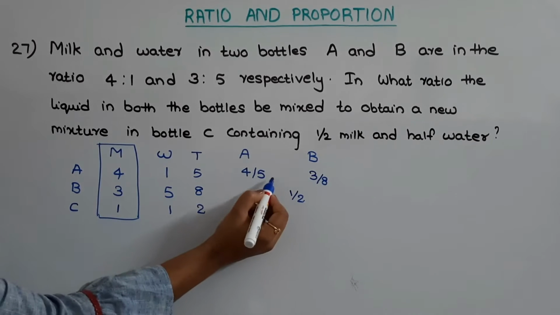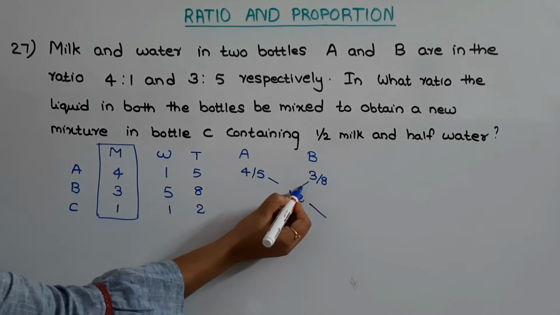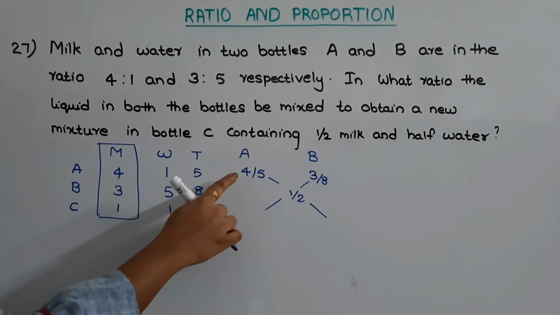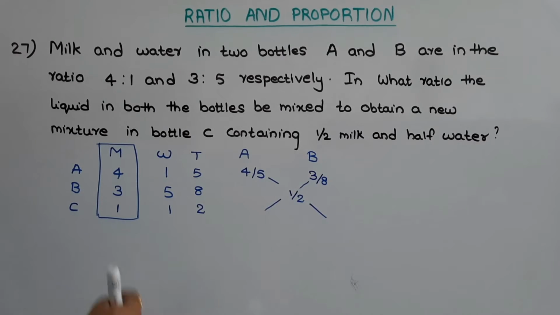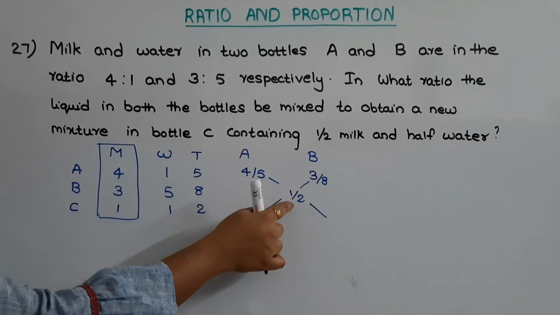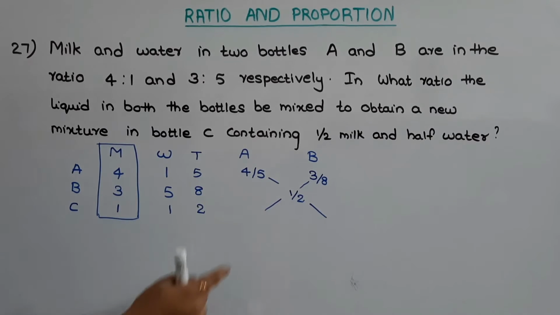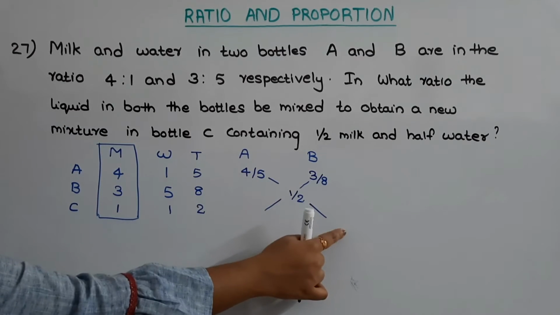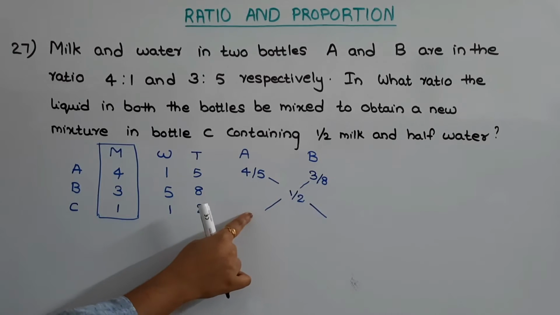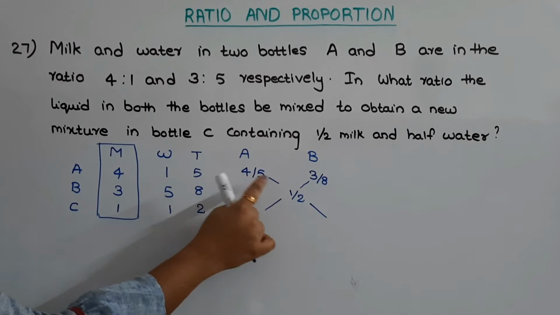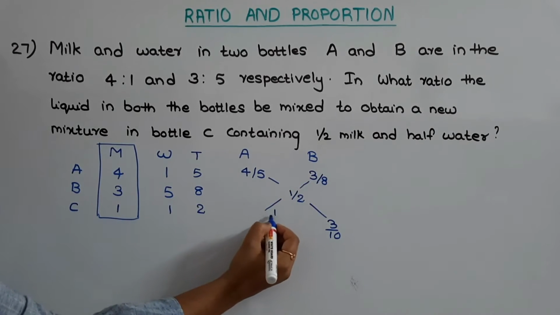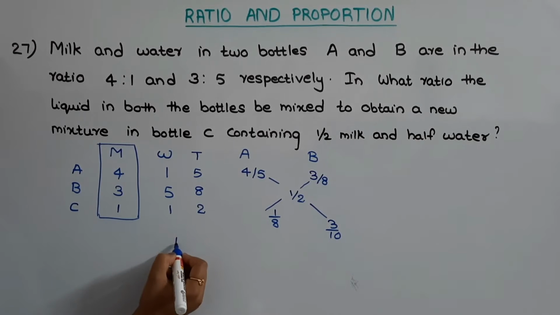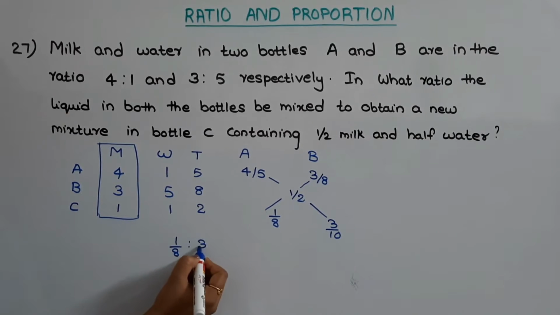Now we need to subtract diagonally. So either you can subtract 4/5 minus 1/2 and then 1/2 minus 3/8, or you can subtract 3/8 minus 1/2 and 1/2 minus 4/5. So the ratio must be positive. So the difference between this both should be written here and the difference between this both should be written here. So the difference between this both will be 3/10 and the difference between this both will be 1/8. So 1/8 is to 3/10 is the answer.